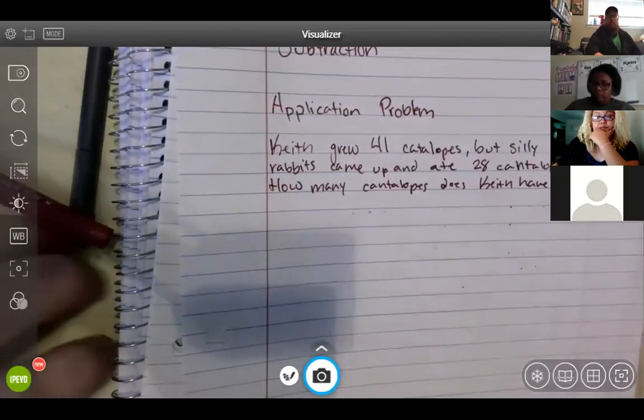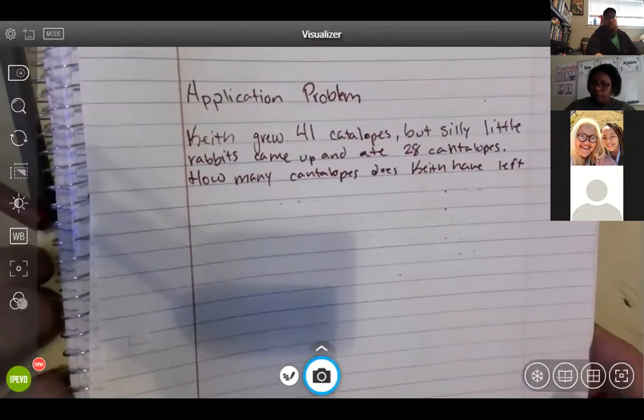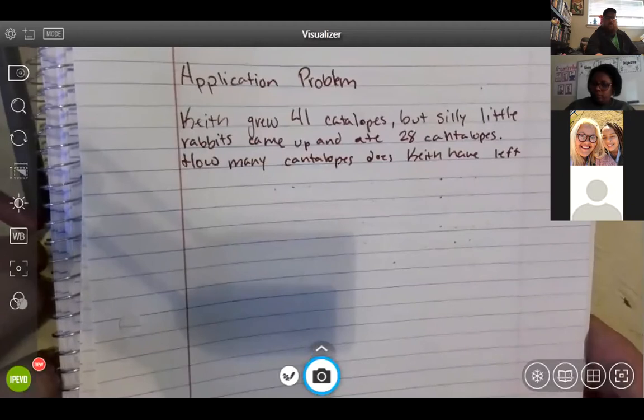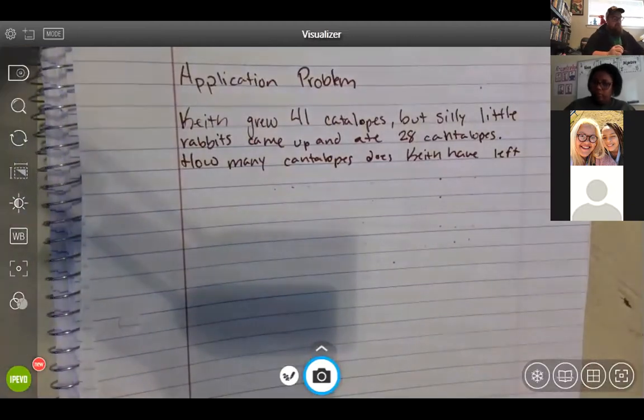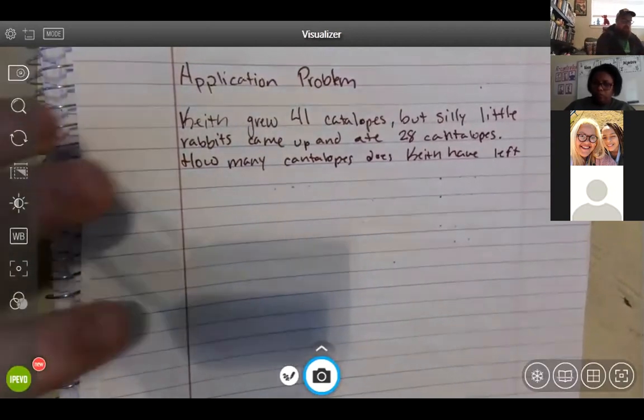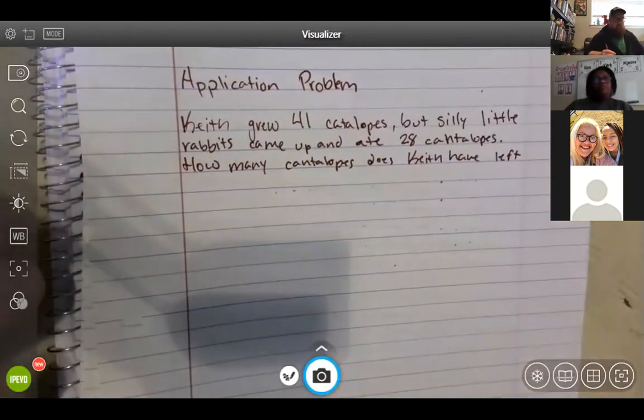All right, so first things first, we started off with this problem. I'm just trying to line it up right. Nice and neat. All right, so Keith grew 41 cantaloupes, but silly little rabbits came up and ate 28 cantaloupes. How many cantaloupes does Keith have left? Well, if you want to pause now and work on this with your scholar, you're more than welcome to.